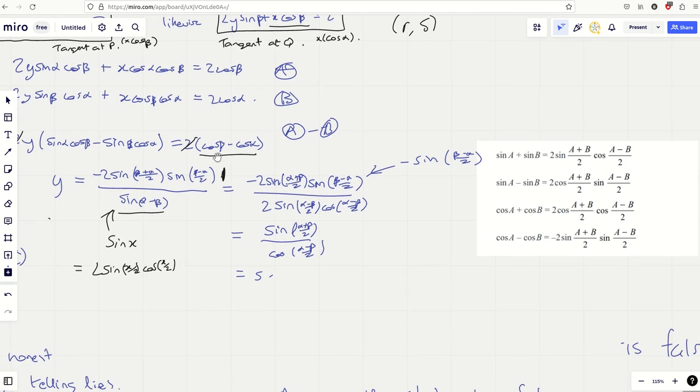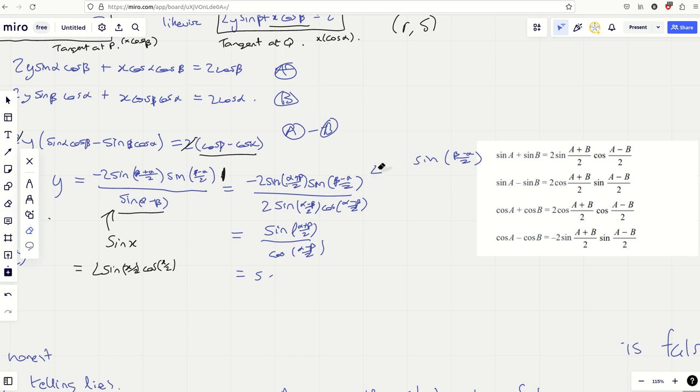What were we putting on top here? Cos beta minus cos alpha. And cos beta minus cos alpha, well your beta's A and your alpha's B, which is annoyingly confusing, is going to lead to minus 2 sine beta plus alpha over 2, and then beta minus alpha over 2. Yeah, it is correct at the moment.